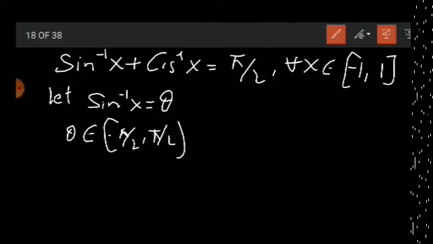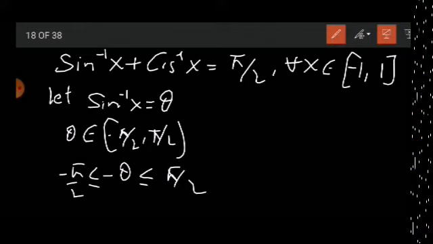Means theta lies between minus pi by 2 and plus pi by 2. So if minus theta is there, minus theta also lies between minus pi by 2 and plus pi by 2. If you multiply with the minus sign, the inequality reverses, pi by 2 becomes minus pi by 2 and minus pi by 2 becomes pi by 2. So finally we get minus theta lies between minus pi by 2 and plus pi by 2.